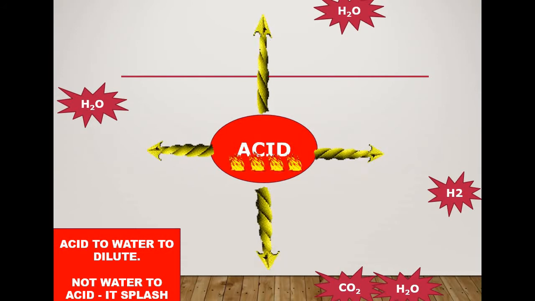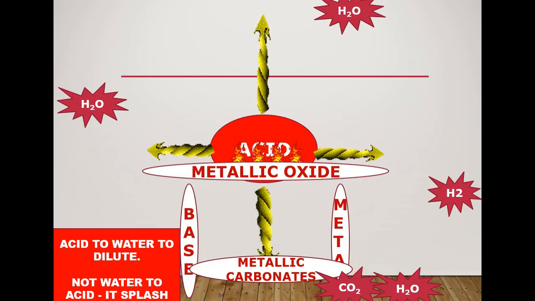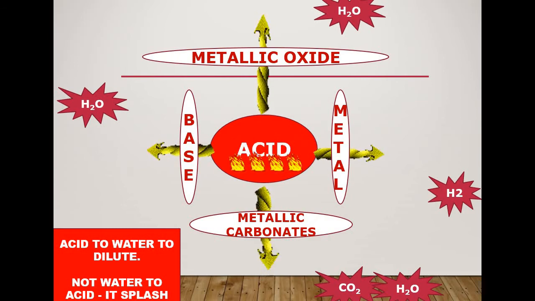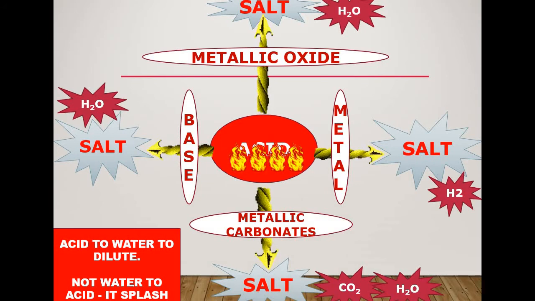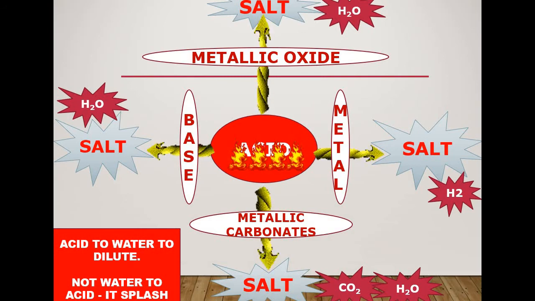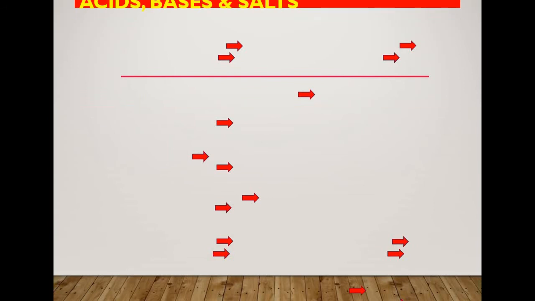Let's recall the properties of acid. Acid reacts with metal oxide and forms salt and water. Acid reacts with metal, forms salt and dihydrogen. Acid reacts with base, forms salt and water. Acid reacts with metal carbonates like CaCO3, gives salt, carbon dioxide and water. Here are the properties of acids, bases and salts.